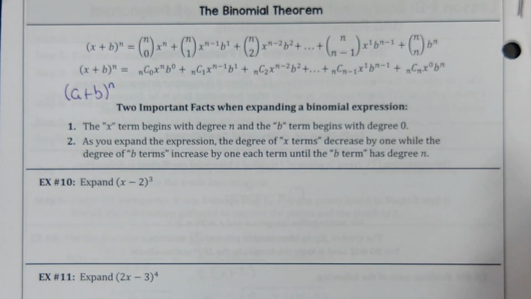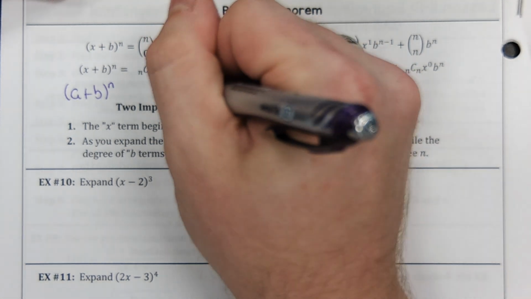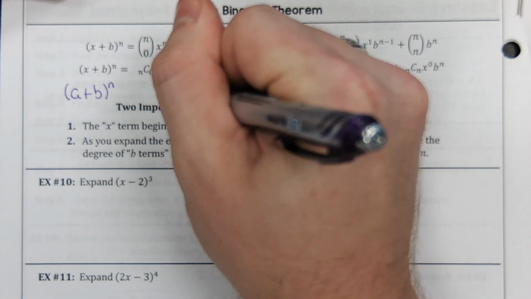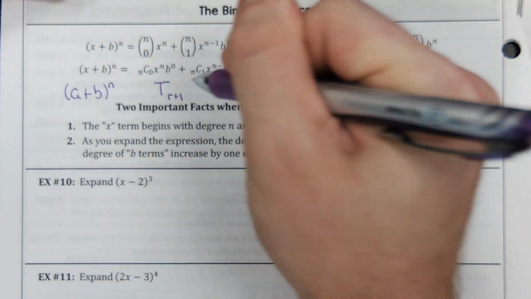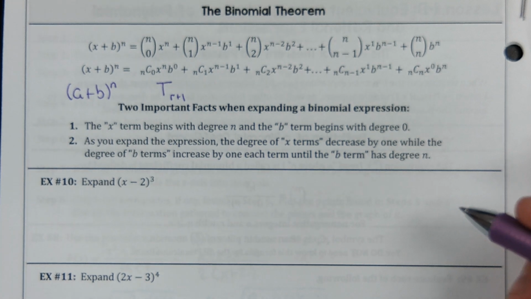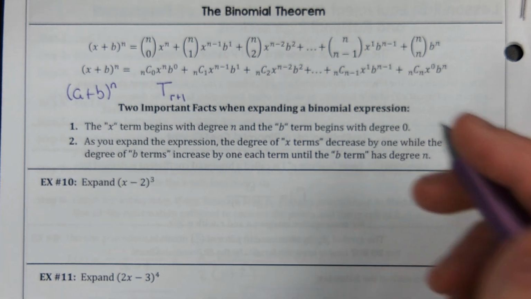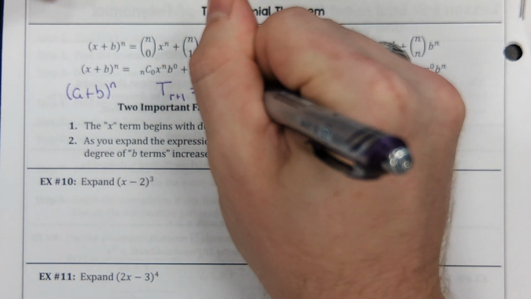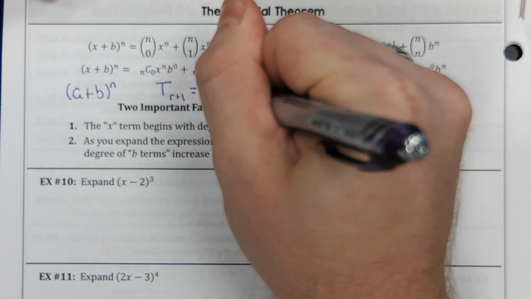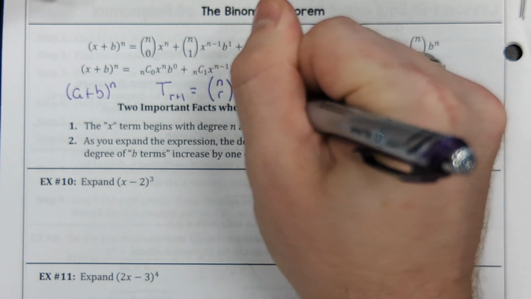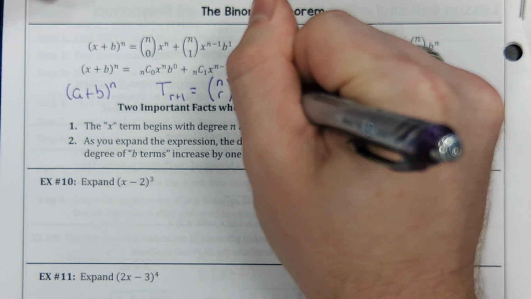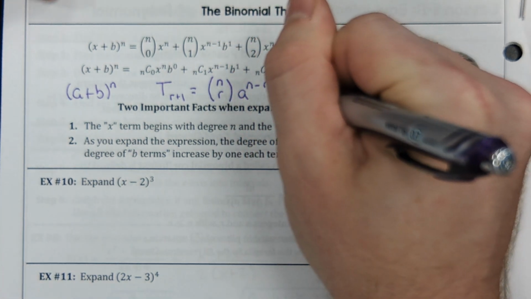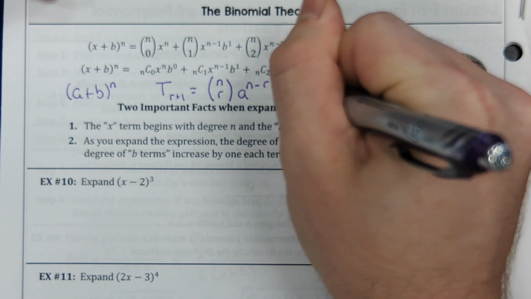If you want to do the expansion of a plus b to the n, term number r plus 1, so that's like term 5, term 18, term 24, term sub r plus 1 is n choose r, a to the n minus r, b to the r.